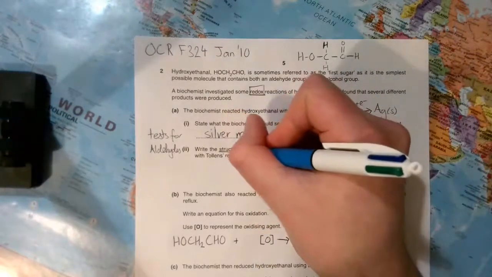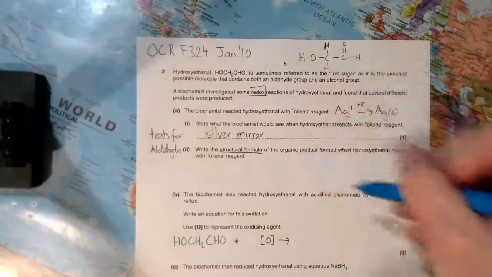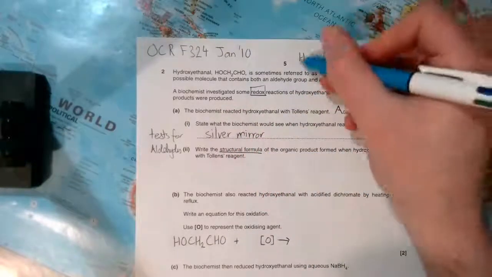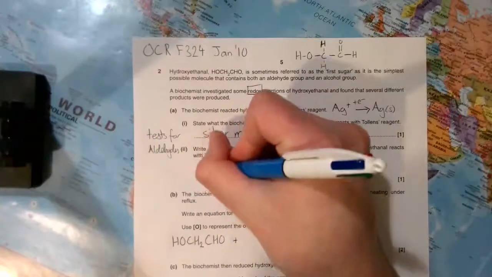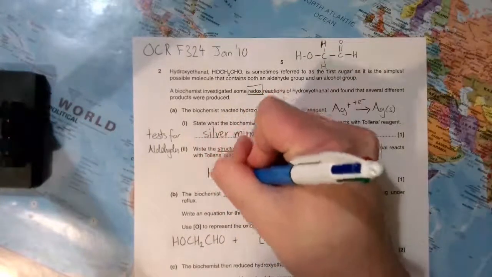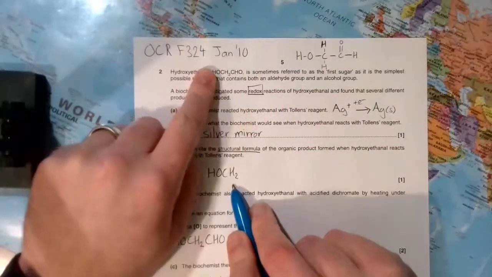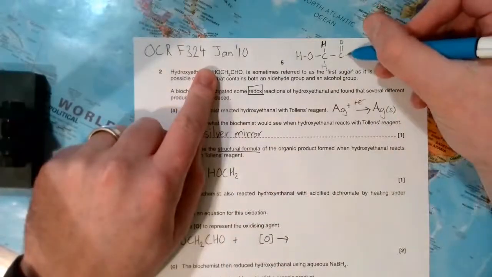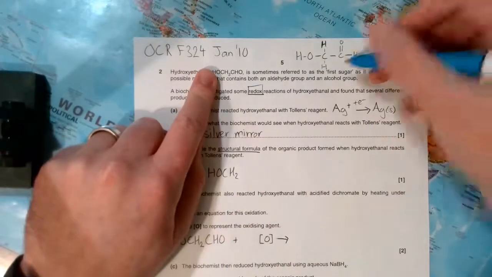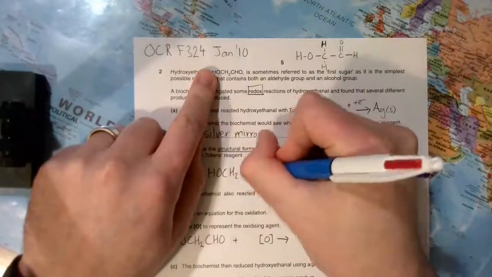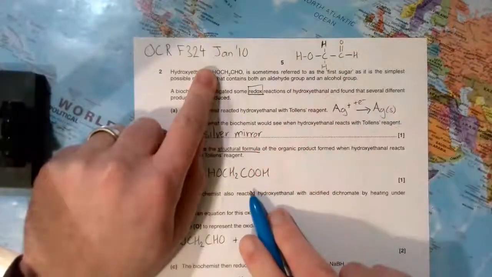Now, reading the question carefully before we go further, it wants the structural formula. Well, all of the things on the left won't change, so HOCH2, just like we had here. And what we're going to have is we're going to turn the aldehyde into carboxylic acid, so it will become COOH.